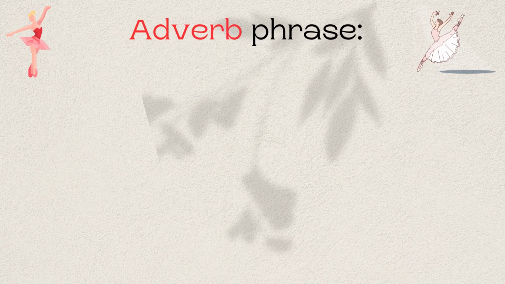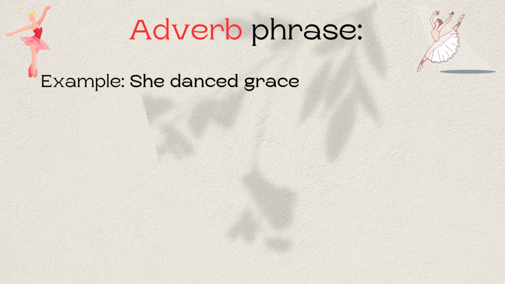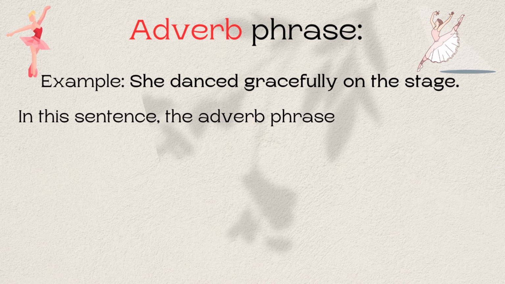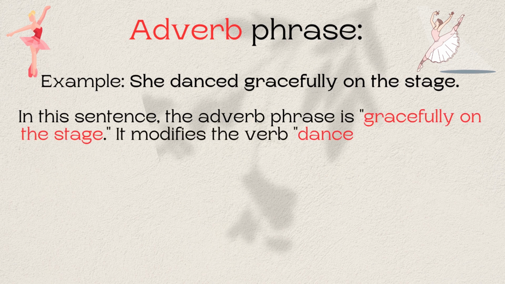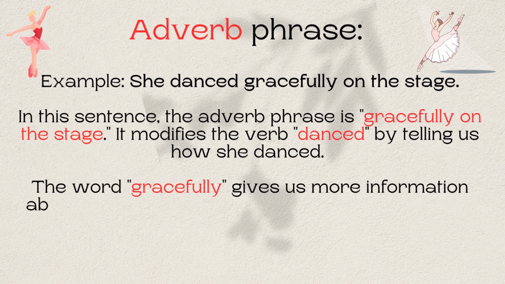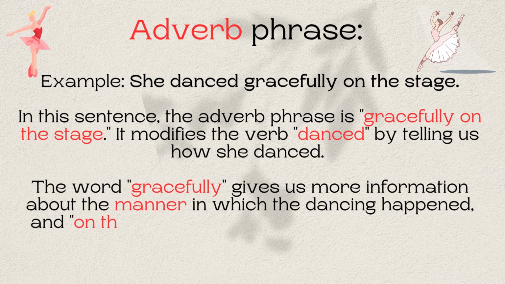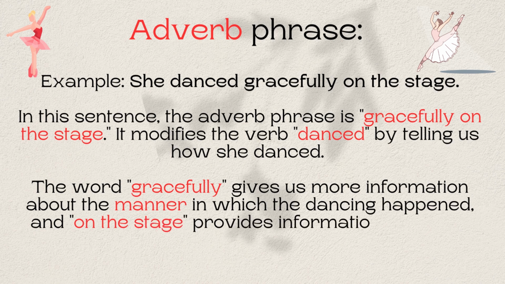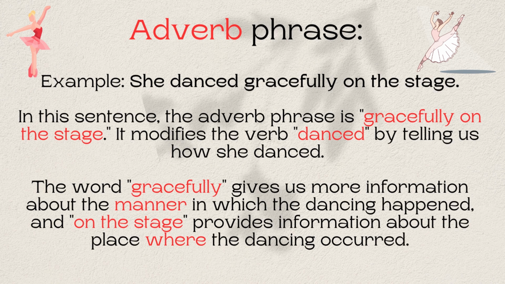Let's take this example. She danced gracefully on the stage. In this sentence, the adverb phrase is gracefully on the stage. It modifies the verb danced by telling us how she danced. The word gracefully gives us more information about the manner in which the dancing happened, and on the stage provides information about the place where the dancing occurred.